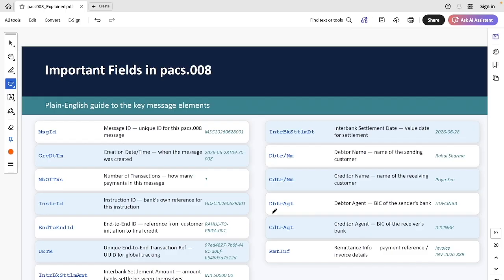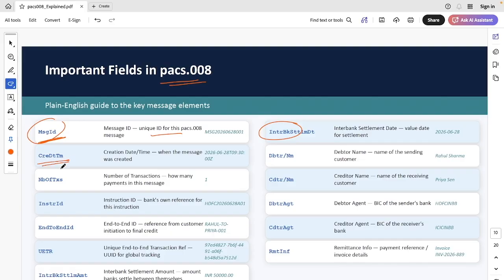Now let's understand the important fields inside a pacs.008 message. This slide is like a plain English dictionary of pacs.008. These field names may look a bit technical to you, but each field has a very simple business meaning. Let's start from the left. The message ID, in short MsgId, basically means message ID. This is the unique ID of the pacs.008 message. Think of it like the file number of the message.